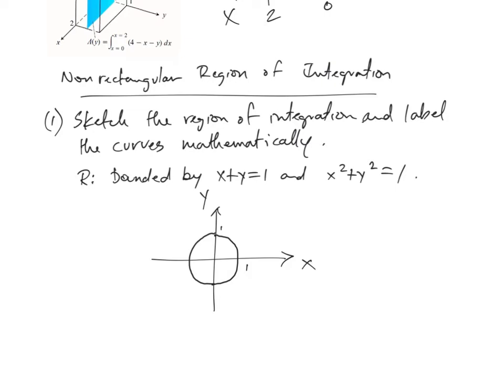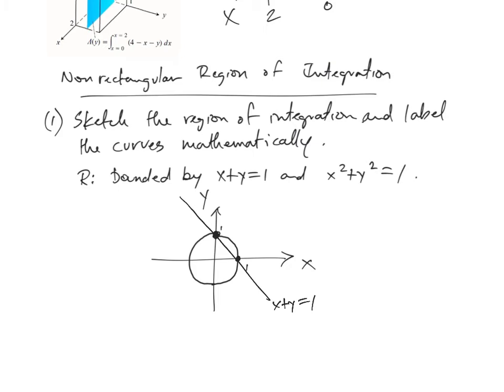And x plus y equal to 1 is a line. So when x is equal to 0, y has to be equal to 1. So this is one point on the line. And when y is equal to 0, x has to be equal to 1. So this is another point on the line. So my line looks like that. Okay, that's the line x plus y equal to 1.